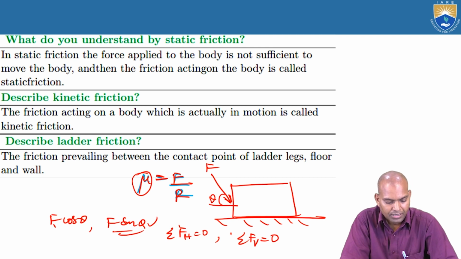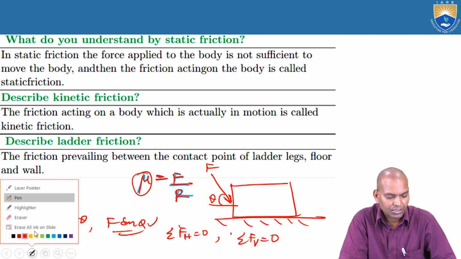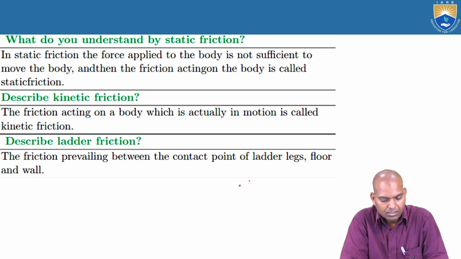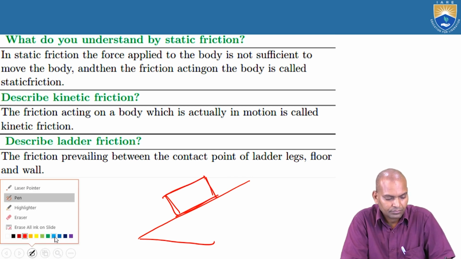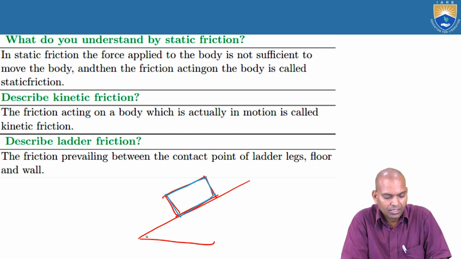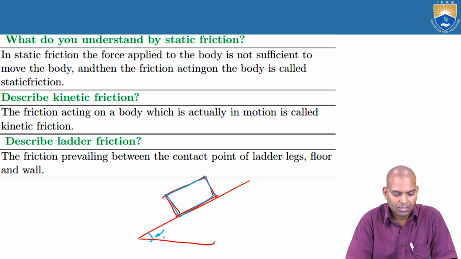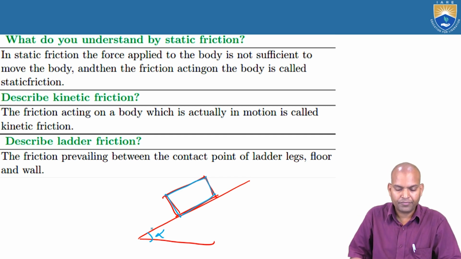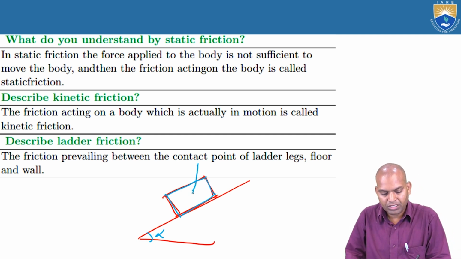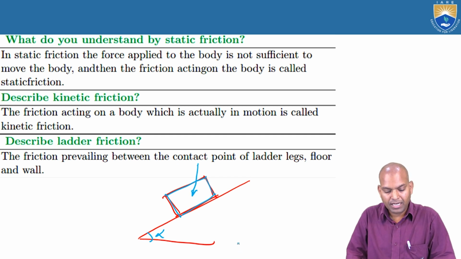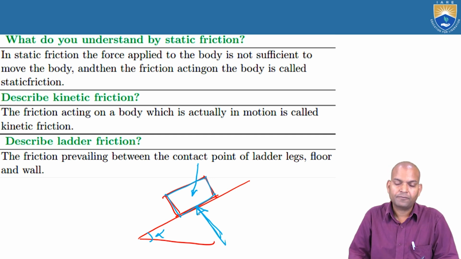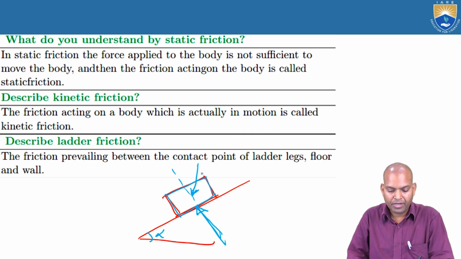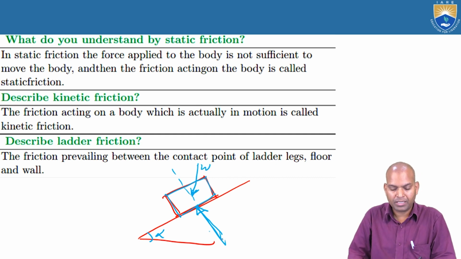Okay, and here, for example, suppose we consider a weight on a body on an inclined plane, with an angle of inclination alpha. So what to do? We have to resolve this weight, which acts vertically downwards. The normal reaction is normal to the surface, normal to the plane. So this weight acts downwards, and this is the normal reaction.